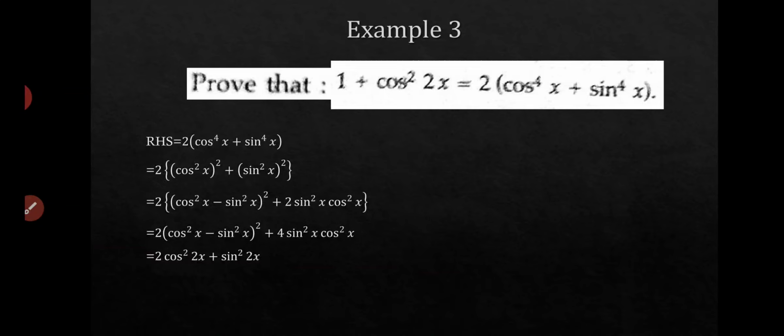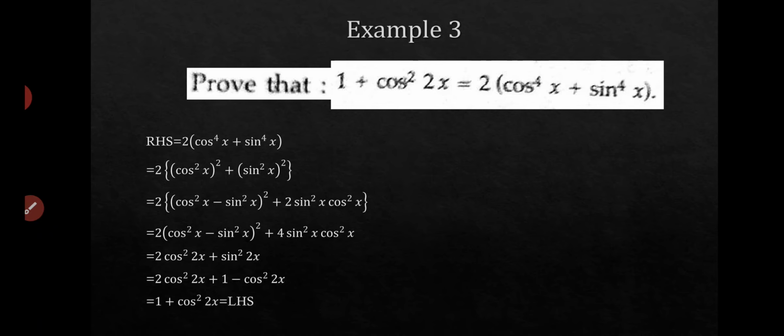Now sine square 2x can be written as 1 minus cos square 2x, that is the general identity. Sine square x plus cos square x is 1, so therefore sine square x can be written as 1 minus cos square x. So sine square 2x can be written as 1 minus cos square 2x. So this is what we can write. And then you can see one of the cos square 2x gets cancelled and you have your left hand side. So this is a reverse proof. We start from the right hand side and we end up at the left hand side.